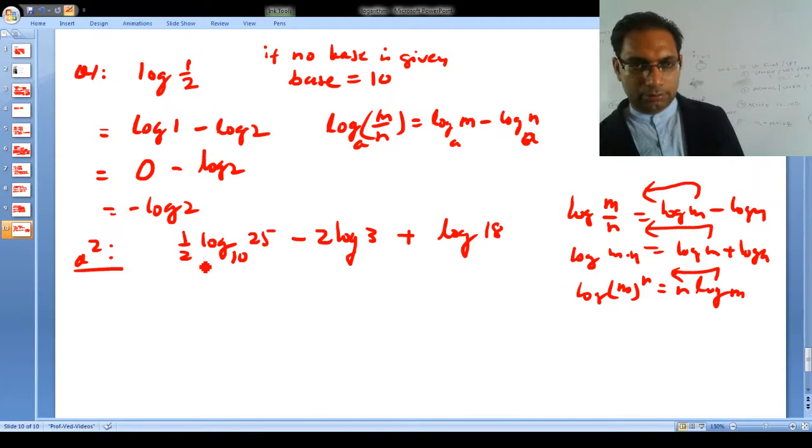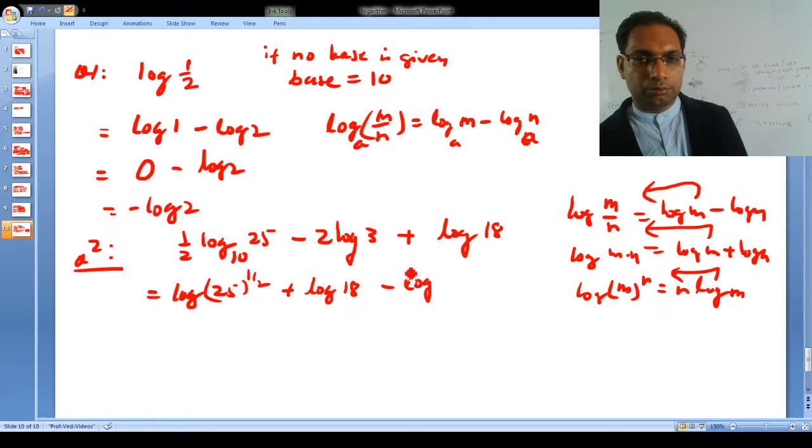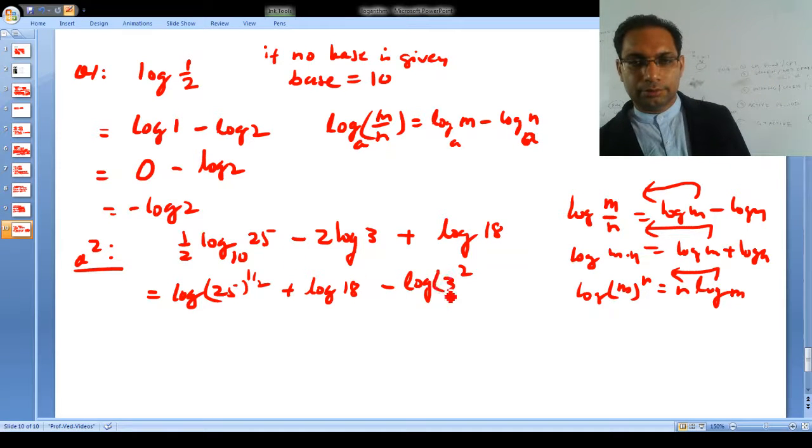Look at this, what's happening. It's like n log m. So I can convert this quickly as 25 to the power 1 by 2. This is log 18, so I'll bring this side log of 18. And 2 log 3 is there, so I can put this as log 3 to the power 2. No problem. We understand that? Absolutely, we understand that. So we have used this formula twice.